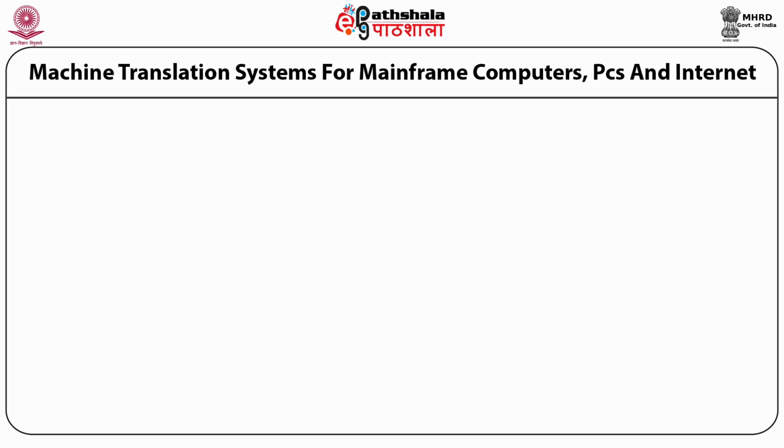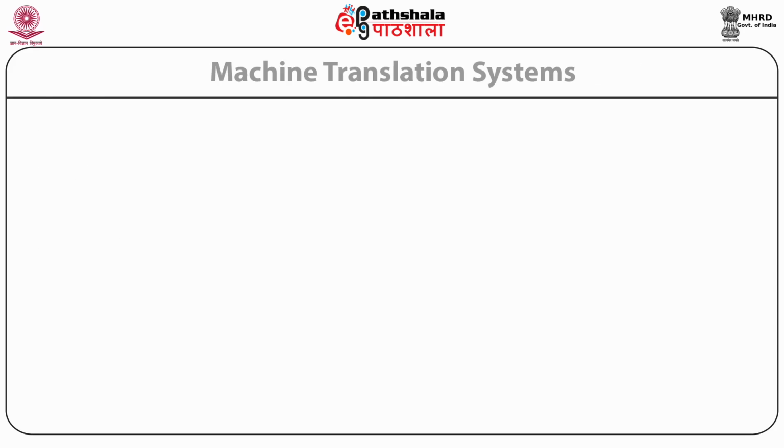Machine translation systems are available on mainframe computers, personal computers, and internet. Many commercial MT systems like Systran, Metal, Logos, and Fujitsu Atlas, which were developed initially for mainframe computers, have brought out their PC-based version. Systran company offers wide range of PC products such as Systran Professional, Systran Personal, Systran Office Translator, and Systran Web Translator.